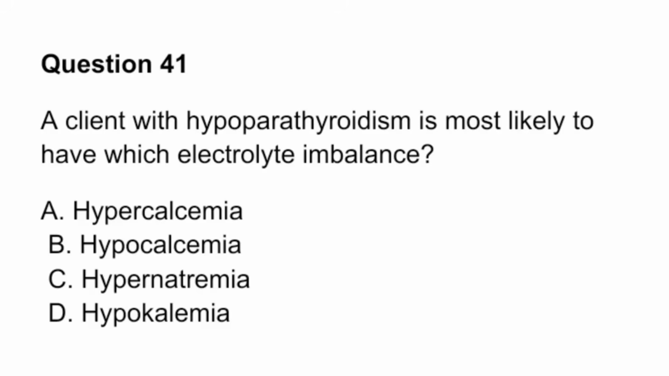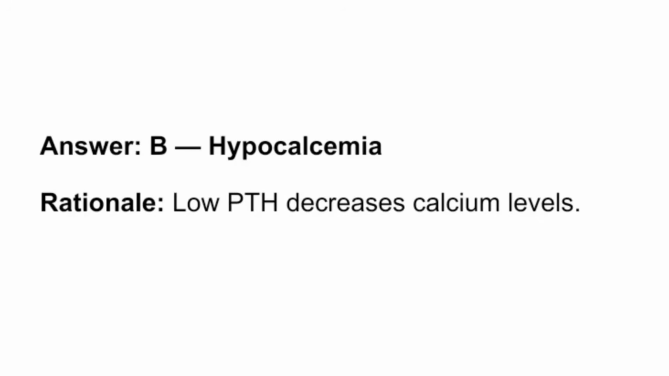Question 41. A client with hypoparathyroidism is most likely to have which electrolyte imbalance? A. Hypercalcemia. B. Hypocalcemia. C. Hypernatremia. D. Hypokalemia. Answer B. Hypocalcemia. Rationale: low PTH decreases calcium levels.